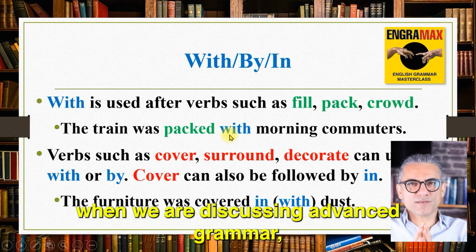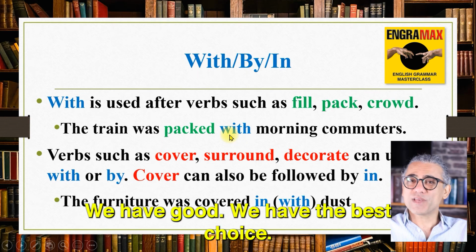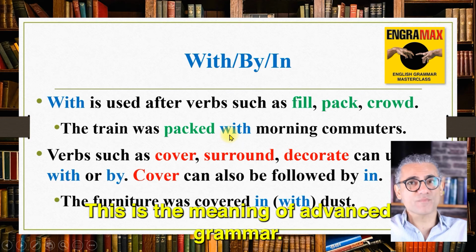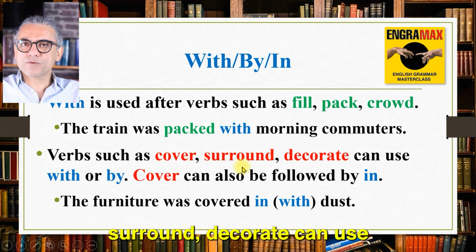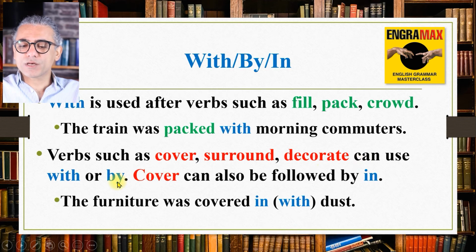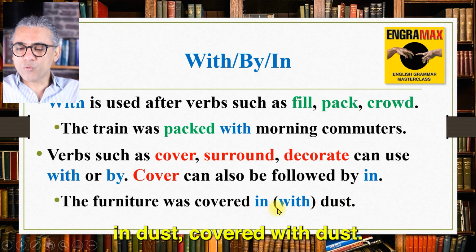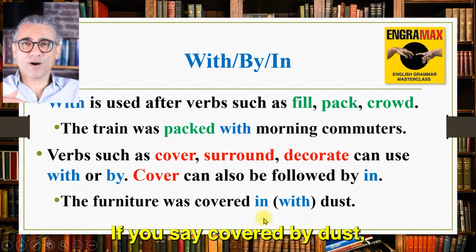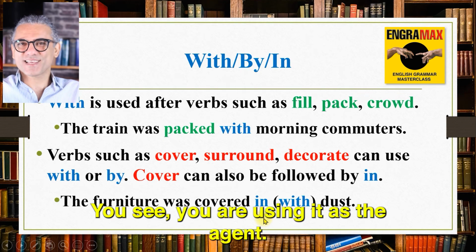You see, when we are discussing advanced grammar, we rarely have right or wrong. We have weak, we have fine, we have good, we have the best choice. This is the meaning of advanced grammar. Never forget that. Verbs such as cover, surround, decorate can use with or by. Up to you. Cover can also be followed by in. The furniture was covered in dust, covered with dust. If you say covered by dust, you are giving dust personality. You see, you are using it as the agent.